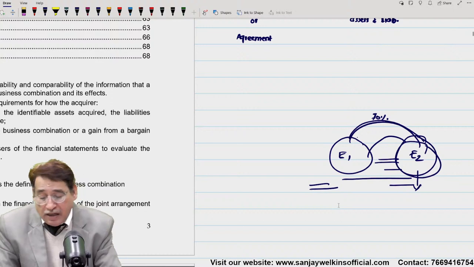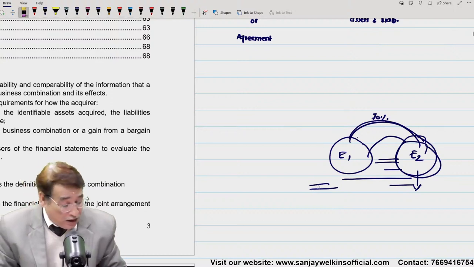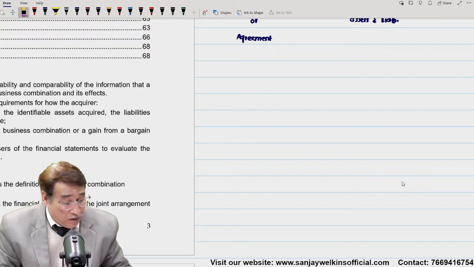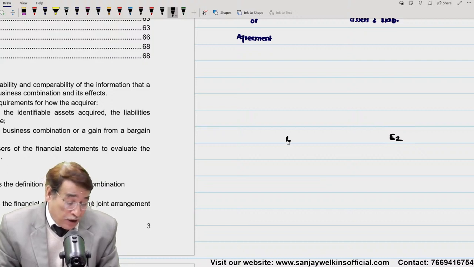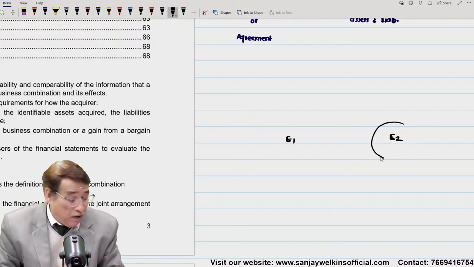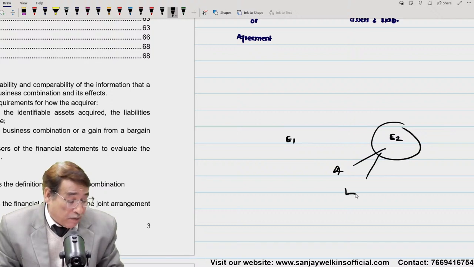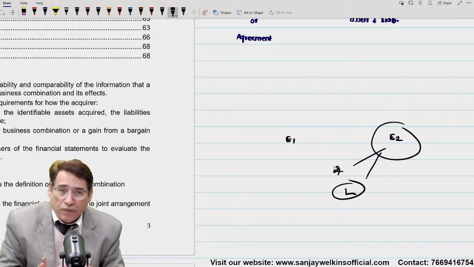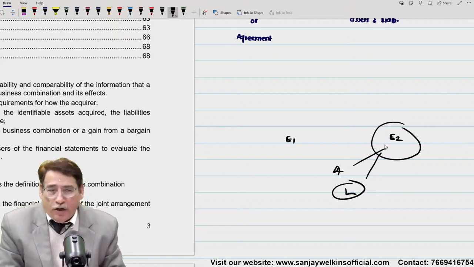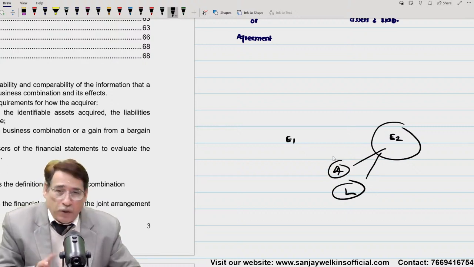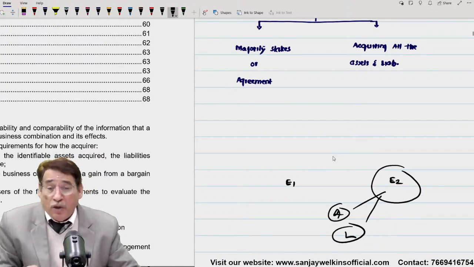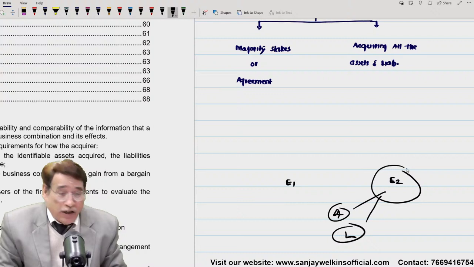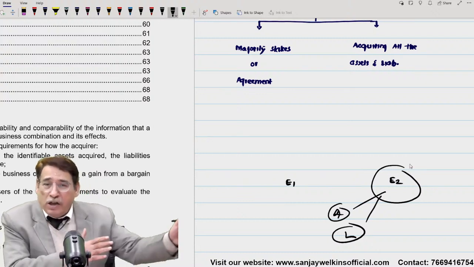Now in this case, before I ask you the answer, let me explain. Let us say there is an entity by the name of E2 and we are entity E1. In this case, what is happening? We have taken over all the assets and liabilities of this particular company. So when we have taken over all the assets and liabilities of this particular company, in accounting jargon, it is still known as getting the control of this particular enterprise. Now you let me know in this case whether this particular company will still continue to operate or not.